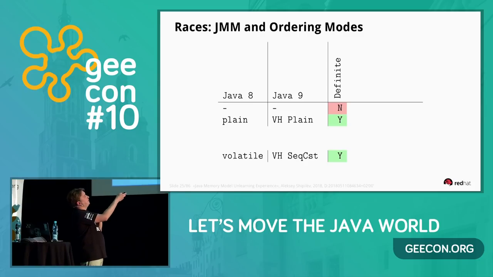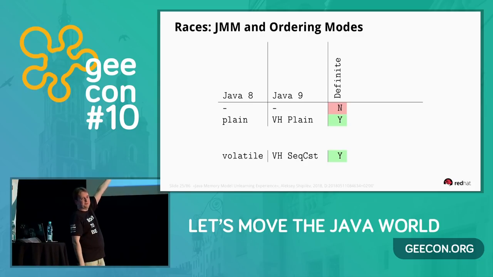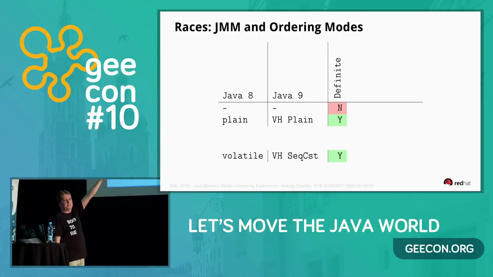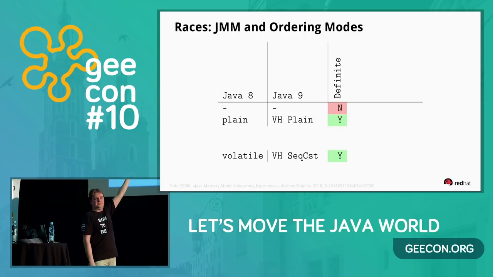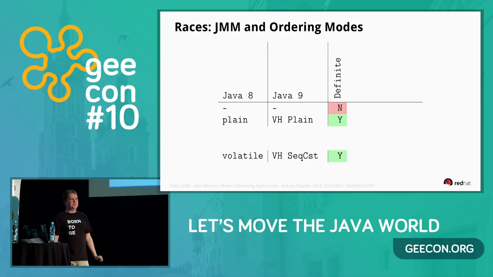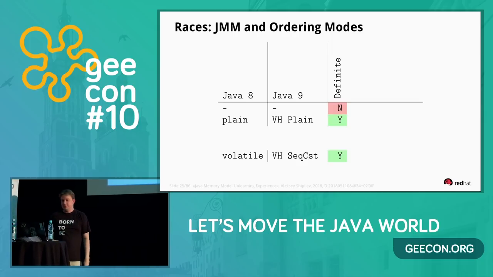If I had a column for C and C++, plain operations there would just take the first row. It's just undefined behavior. You're basically screwed if you have data races there.